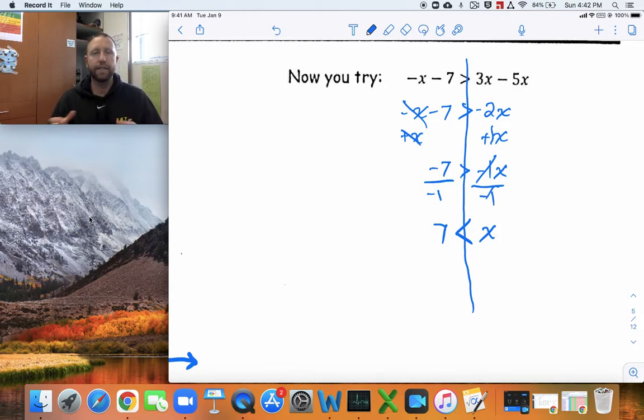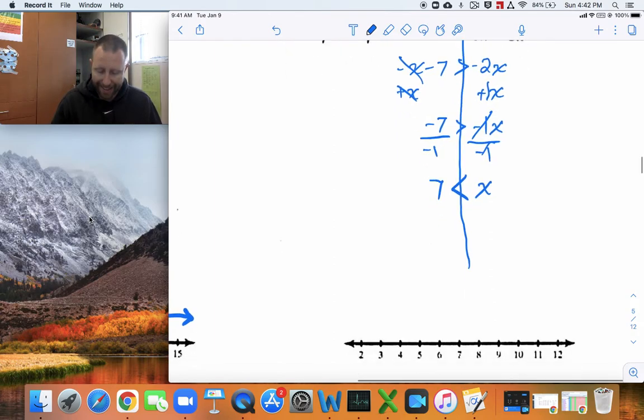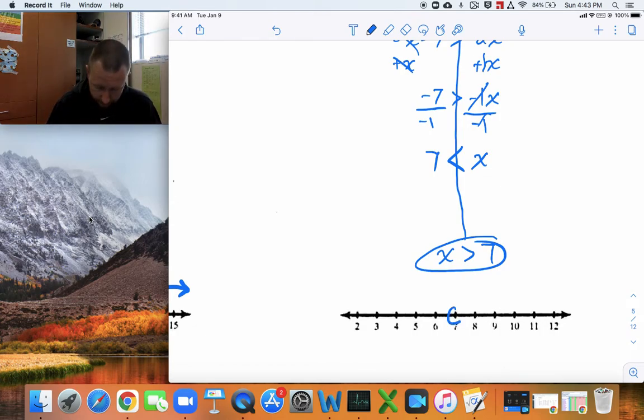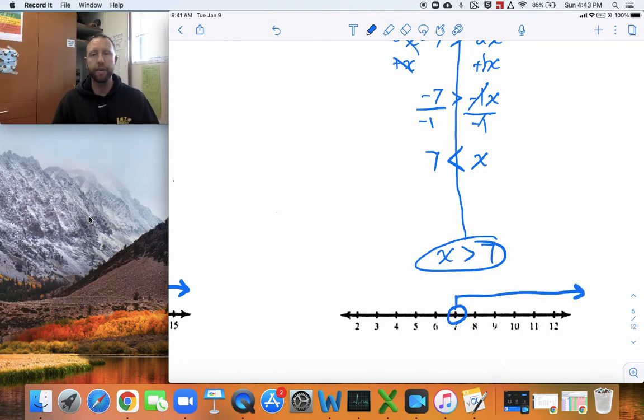And then I don't like to read it like this. I like to read it where the variable comes first. So the alligator is eating the x. When I rewrite this, I need to make sure that the alligator is still eating the x. So this reads x is greater than 7. Okay, and again, it's an open circle at 7, and because x is greater than, I'm drawing my arrow to the right.